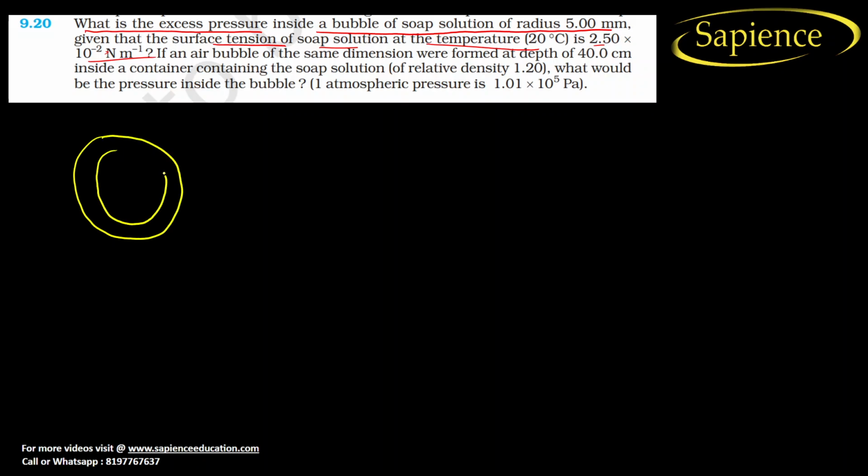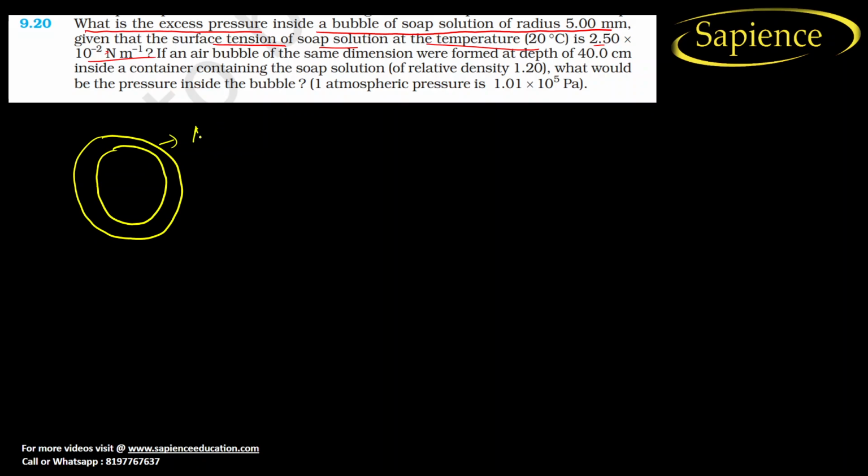Now let us read question number 9.20. What is the excess pressure inside a bubble of soap solution of radius 5 mm, given the surface tension of the soap solution at the temperature? So they are asking about the bubble. If we talk about a bubble, there are 2 layers which are in contact with the air.